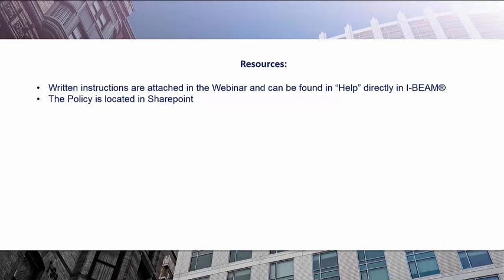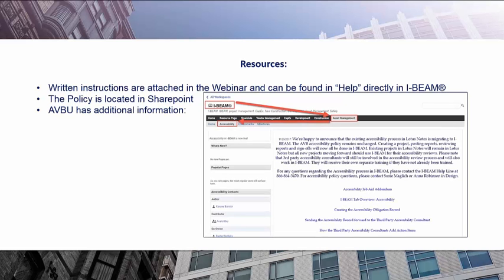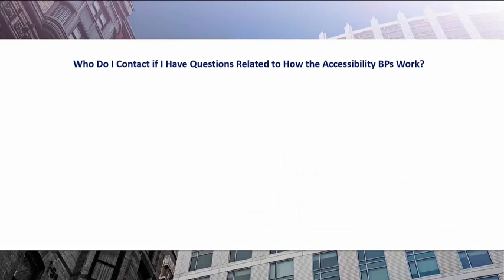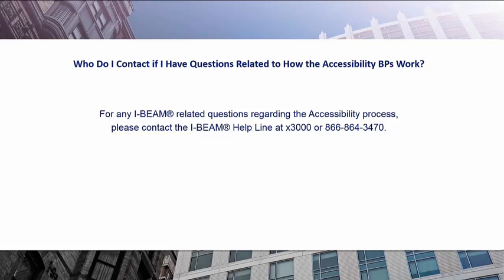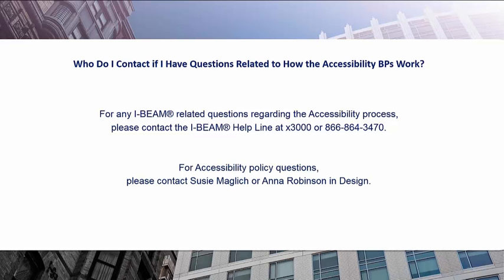The policy is located in SharePoint. And then in AVBU, we do have an asset management section specific to accessibility where you'll see Anna and Susie's announcement as well as some links to some helpful documents and some videos on how to. Those are in there for you. And who do you ask if you have questions? So if it's specific to I-beam, then of course reach out to I-beam through the helpline at either extension 3000 or the toll-free number. And for accessibility policy questions, then obviously reach out to Susie or Anna in design.